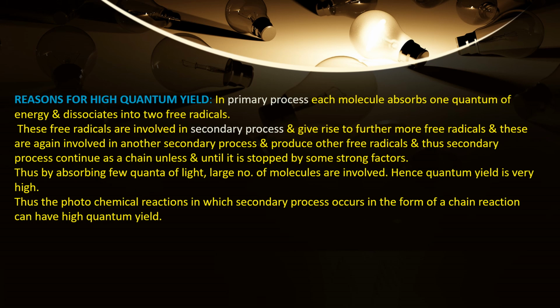Go back to the expression of phi. Phi is equal to number of molecules divided by number of quanta. The number of molecules is more because of the secondary process. For example, phi is equal to 20 molecules divided by 5 quanta of light. It will be equal to 4. That means phi value is not 1, it is greater than 1. So the photochemical reactions where the secondary process is taking place in the form of a chain reaction will have high quantum yield.